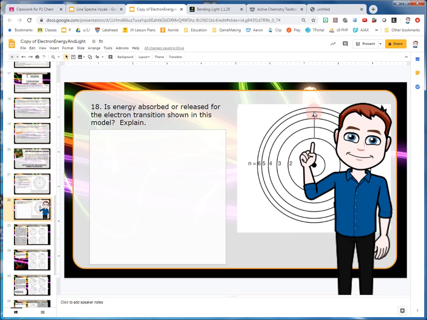But then it doesn't want to stay there. Remember, it wants to be close to the nucleus. So as soon as it can, it gives off that energy in the form of light, and it comes back down. Now, we're not seeing that here, but that's what it's going to do.